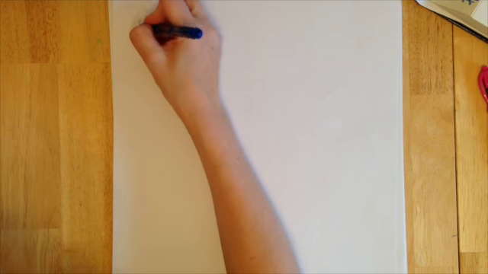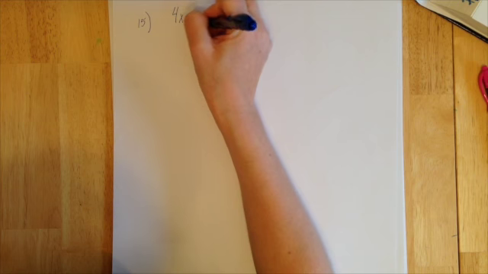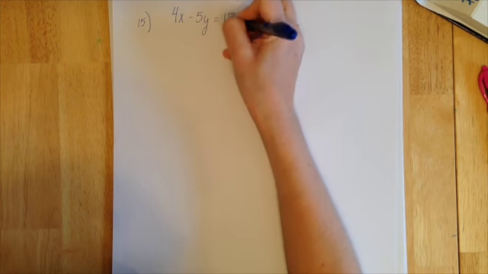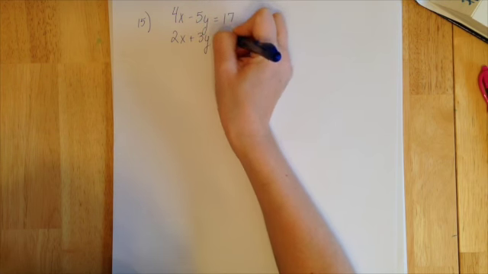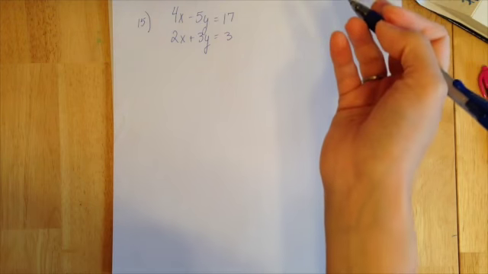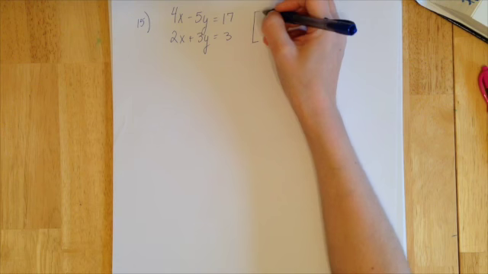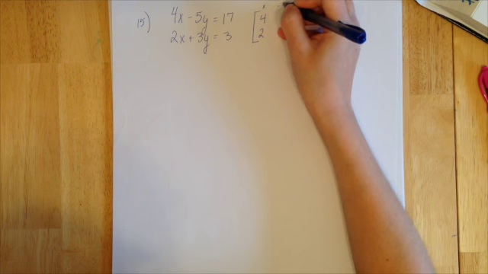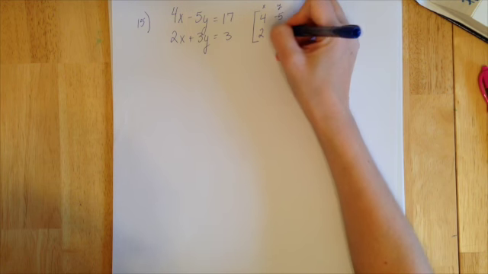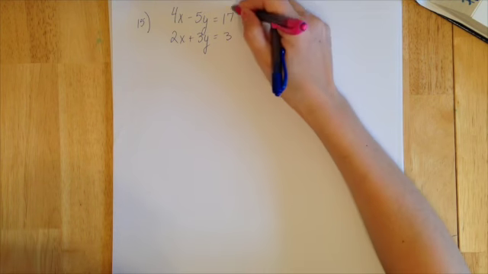Okay, so what good are the determinants? We use them to solve. So problem number 15 from your book, 4x minus 5y equals 17, 2x plus 3y equals 3. So the matrix we set up from the variables. So the first column, 4, comes from the x, and so does 2. My y values are the negative 5 and the 3. We'll come back to these answers later, so hang on to these two.